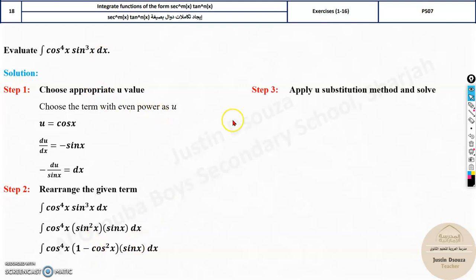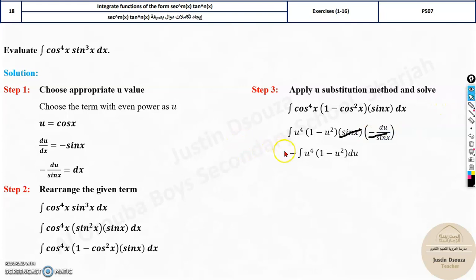Now leave this sine x as it is, and substitute the u values. Instead of cos to the power 4x, it'll be u to the power 4, 1 minus u squared, because cos squared x is u squared. Sin x, leave it, dx will be minus du by sin x. Now these both cancel, the negative sign remains, u to the power 4, 1 minus u squared du.